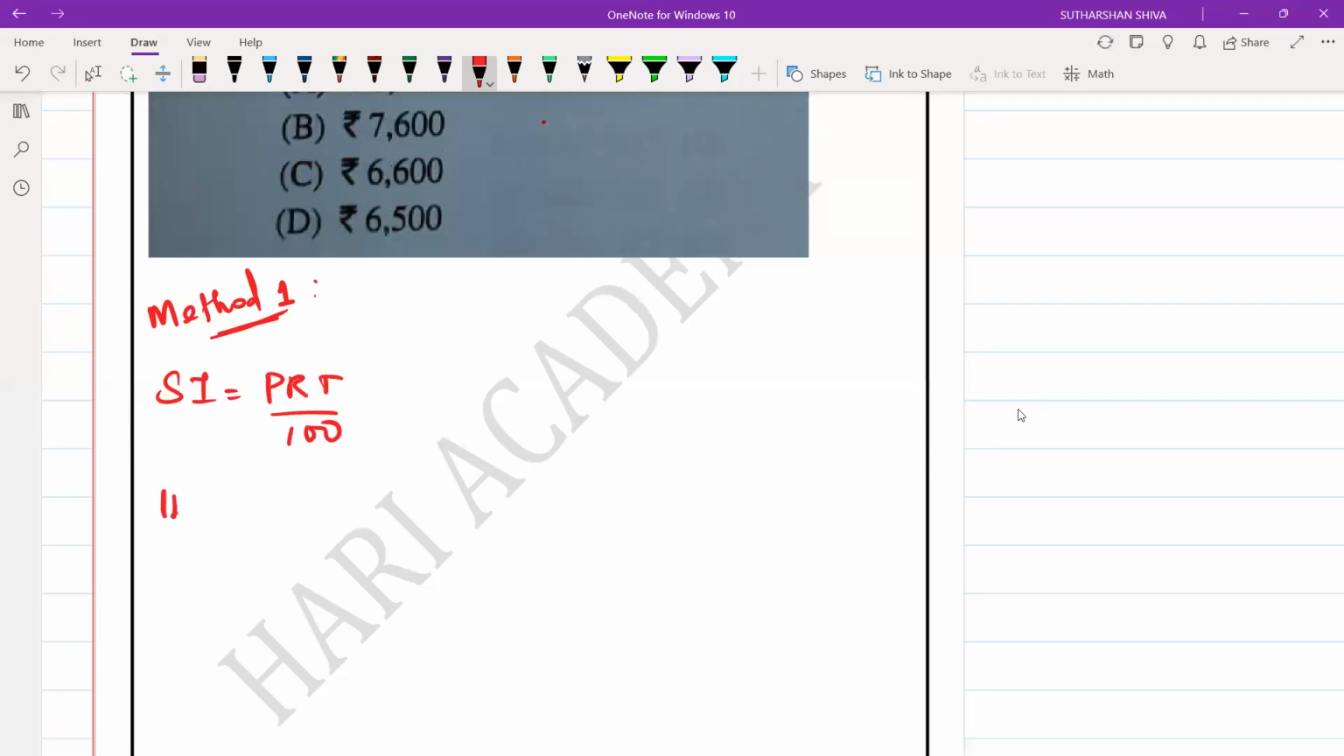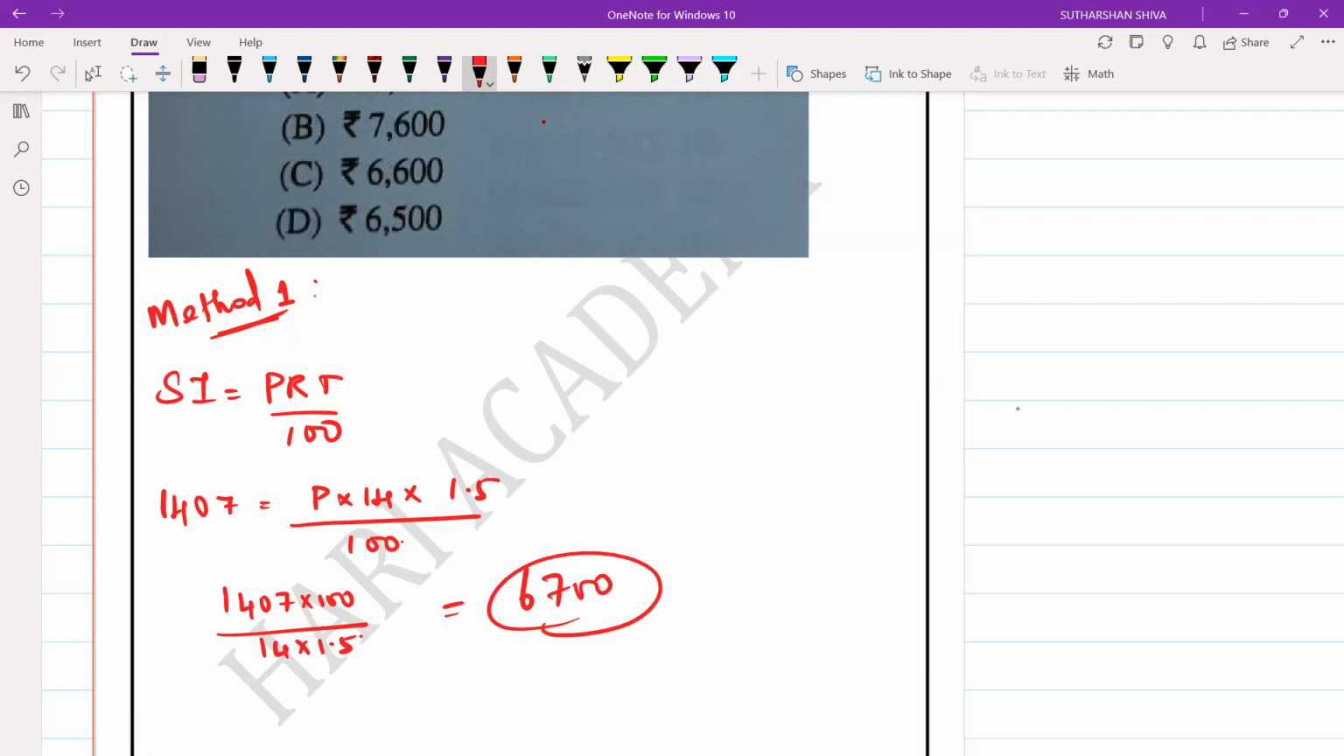So simple interest is given, 1407, is equal to principal, which I don't know, into rate, which I know, into time, that is 1.5, divided by 100. If I cross multiply, it will become 1407 into 100 divided by 14 into 1.5. So 14 into 1.5, my final value will become 6,700. That is method 1.